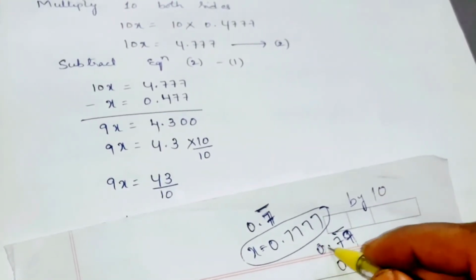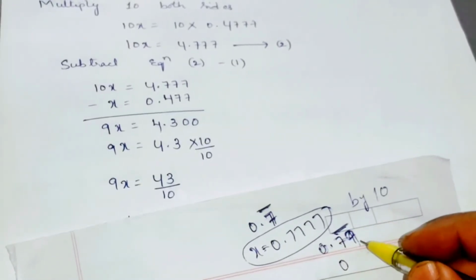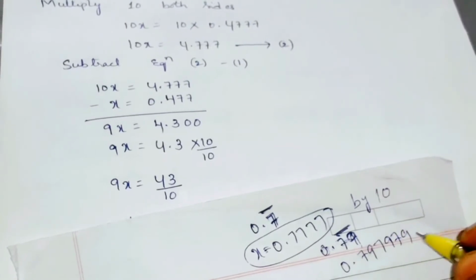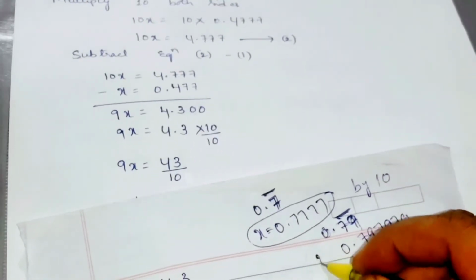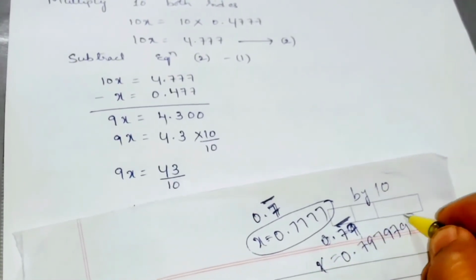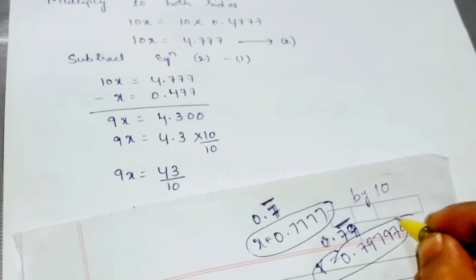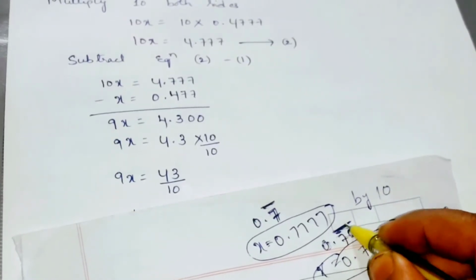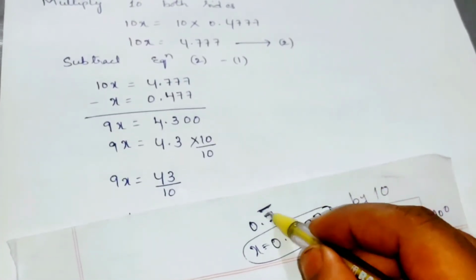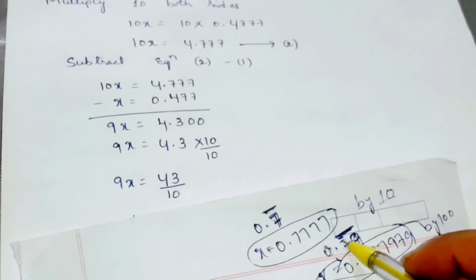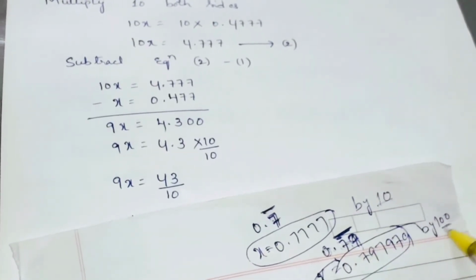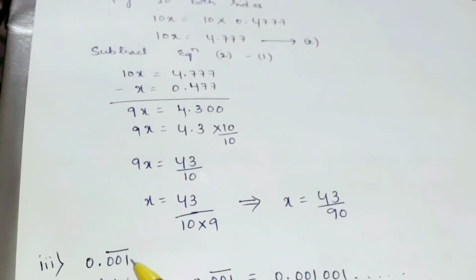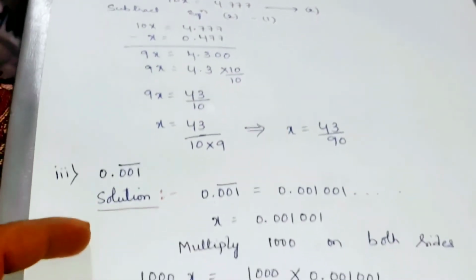Suppose it is 0.79 bar, then what does it indicate? The number 79 is repeating. Now you'll assign this value as x and multiply both the sides by 100 because the bar is on 2 digits. If the bar is on 1 digit, multiply by 10. If the bar is on 2 digits, multiply by 100. Here the bar is on 3 digits. See, 1, 2, 3. Therefore, you have to multiply by 1000.